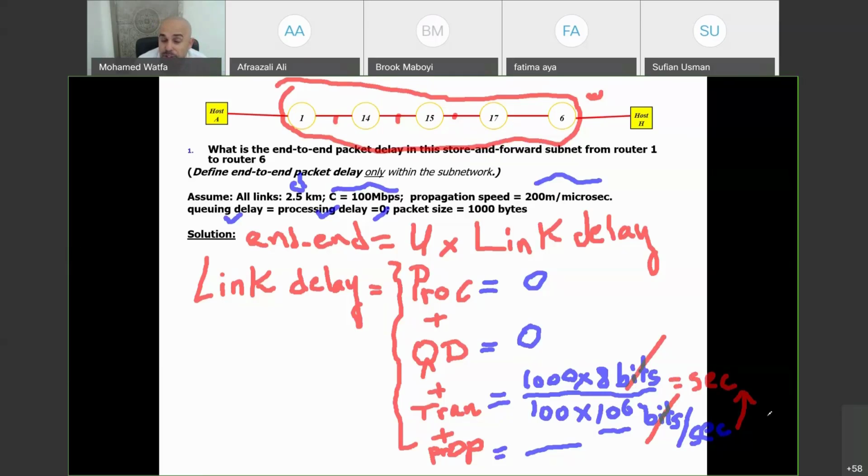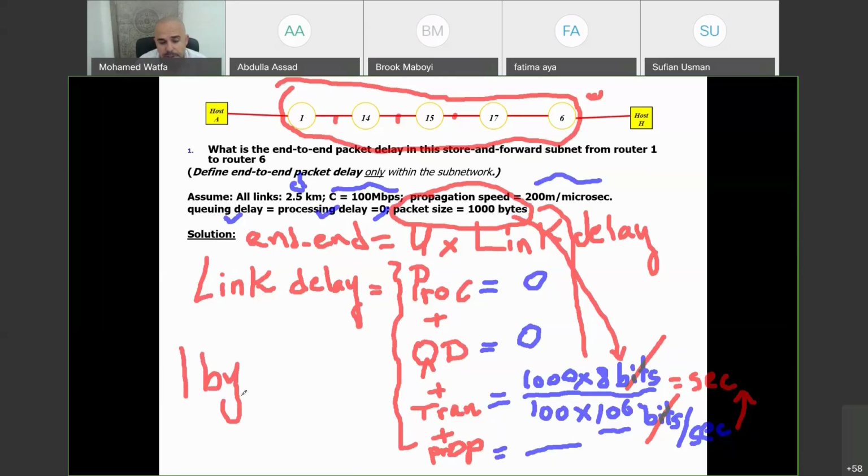Professor, can you explain what's the 1,000 bits? The 1,000 times 8 bits? 1,000 bytes. You see here the packet size? Yeah, but what's the times 8? Bytes. A byte is 8 bits, my friend. 1 byte equals 8 bits. We all should know this, please.